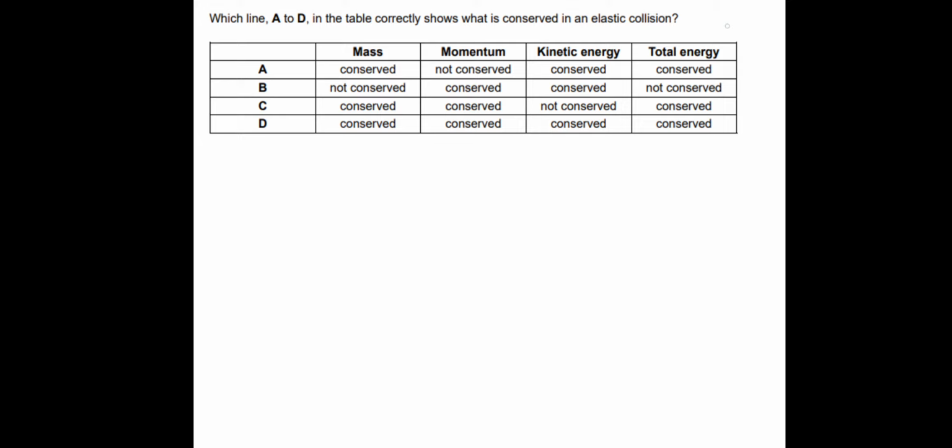So the answer will be D. Because in an elastic collision, mass, momentum, kinetic energy and total energy are conserved. If it was an inelastic collision, the answer would be C, because in an inelastic collision, everything is conserved aside from the kinetic energy. So that's the conservation of linear momentum.